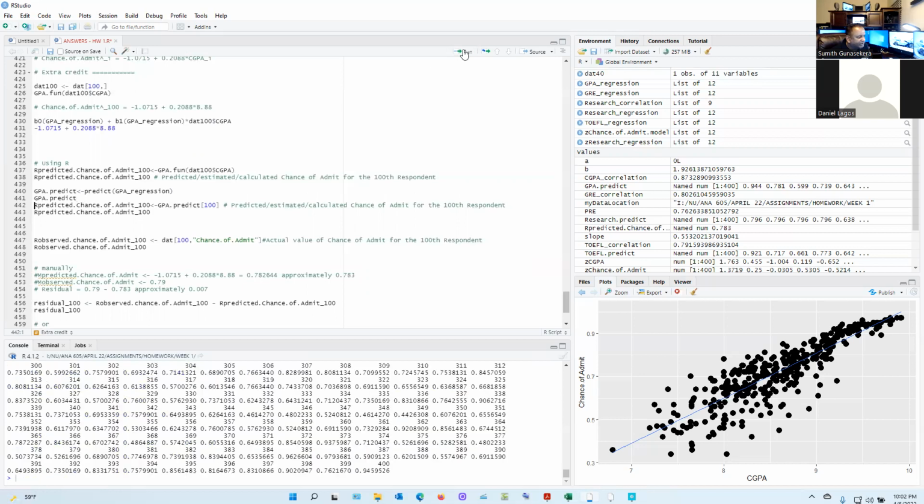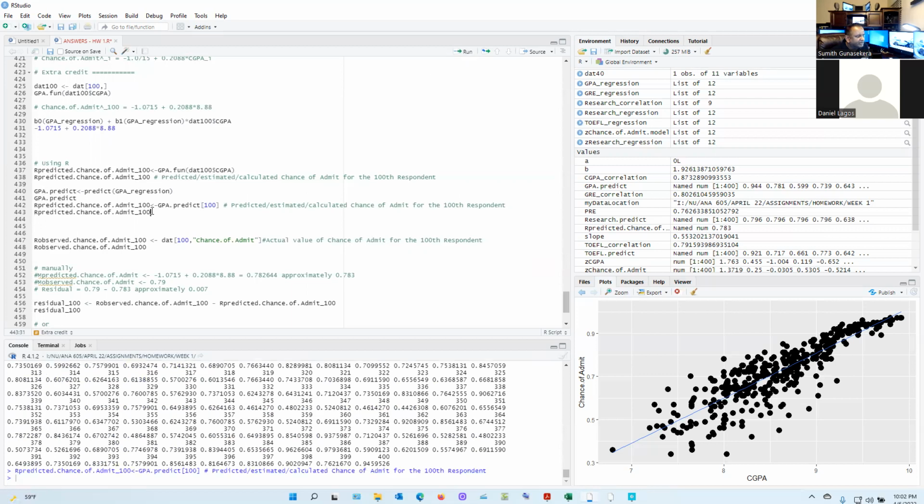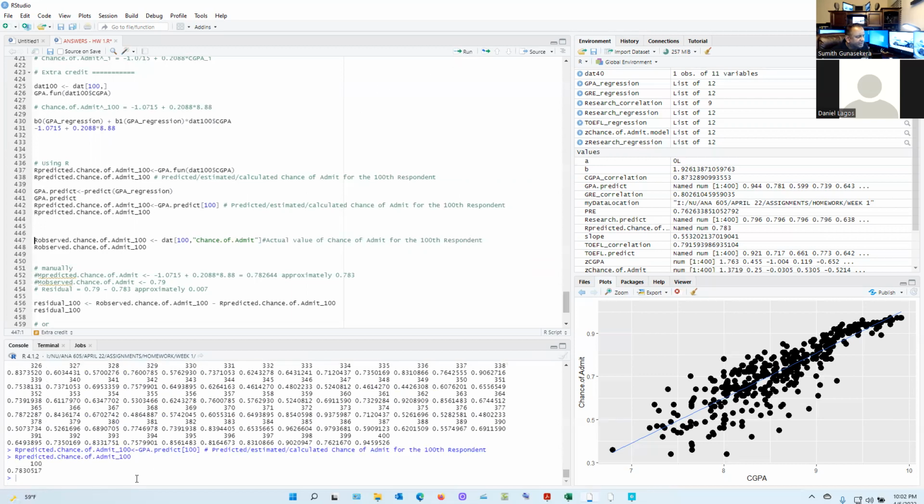GPA predict for all of them. From that one, I'm going to pick the 100%. And 101 is denoted like that. Narrow down, and then I'm going to go to the actual, observed one. That's the predicted versus the observed chance of admit.